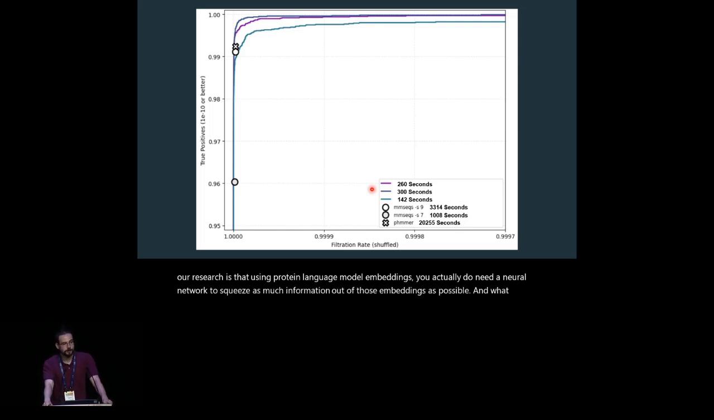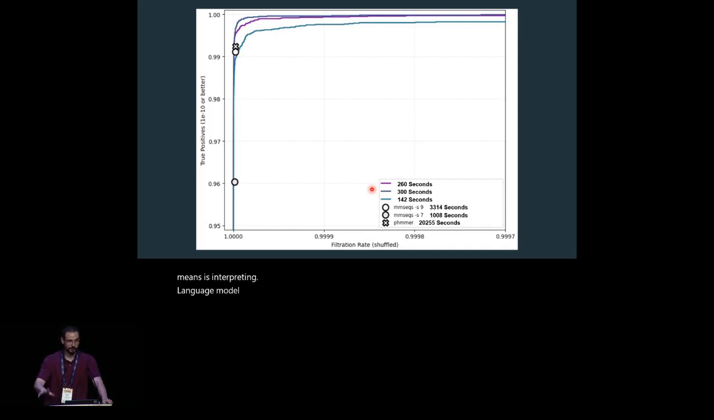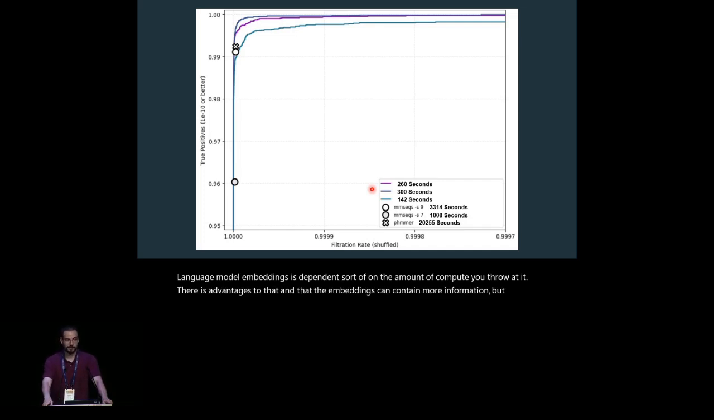And what that means is interpreting the protein language model embeddings is dependent on the amount of compute you throw at it. There's advantages to that in that the embeddings can contain more information, but there's disadvantages in that the embeddings are then less interpretable. A significant advantage to NEAR embeddings is that being able to just linear project the embeddings and get information out of it allows us to build a probabilistic model from NEAR embeddings. And so we're actually able to get a surprisingly good p-value estimate from NEAR embeddings and using NEAR search in our recent improvements. We're very excited about that.